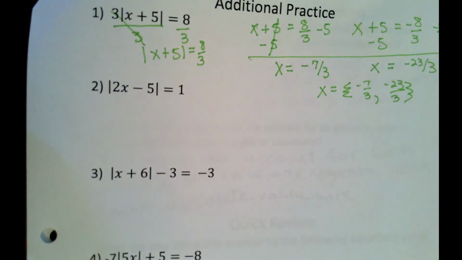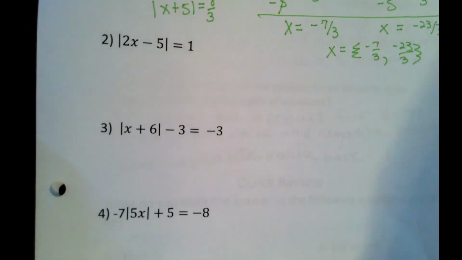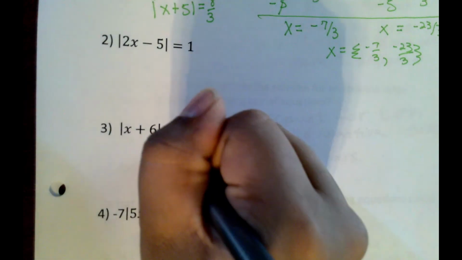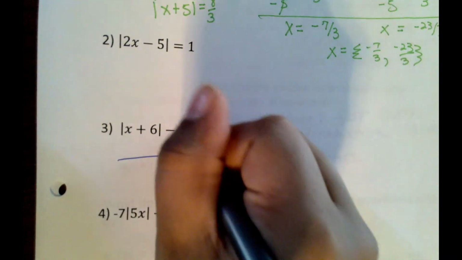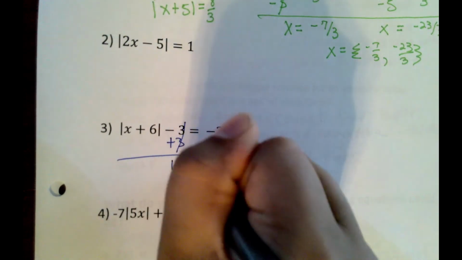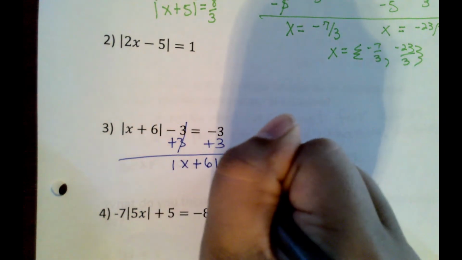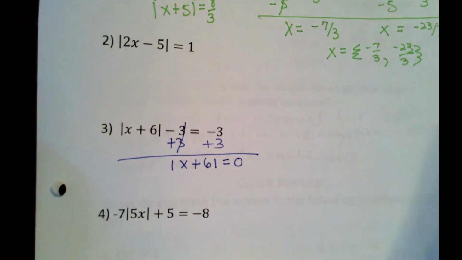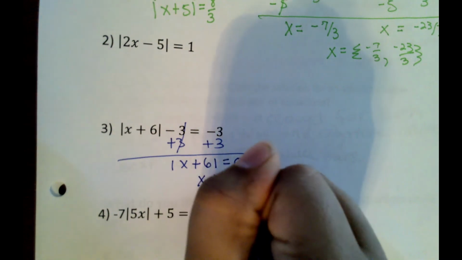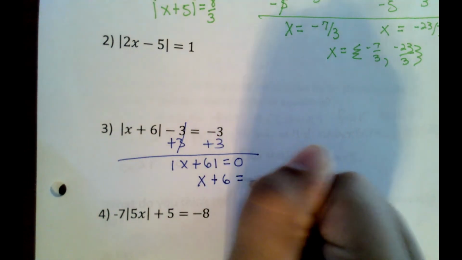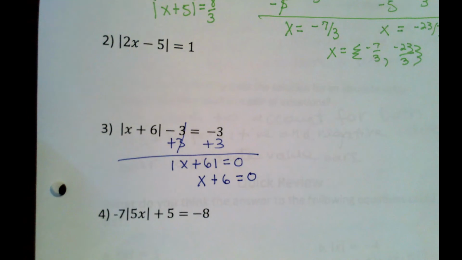So notice for number 3 that we're going to have to add 3 to each side to get our absolute value alone. Well, when we do that, we get x plus 6 equals 0. Just because we have a 0 here does not mean no solution, move on. It means that we're going to pull our number out like we usually do, but we're just going to set it equal to 0. Because can 0 be positive or negative? No, it's only going to be 0.